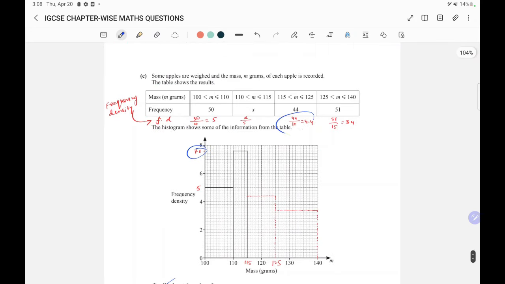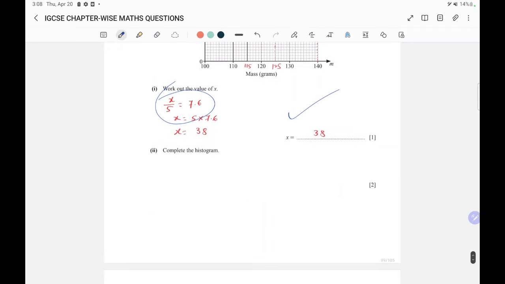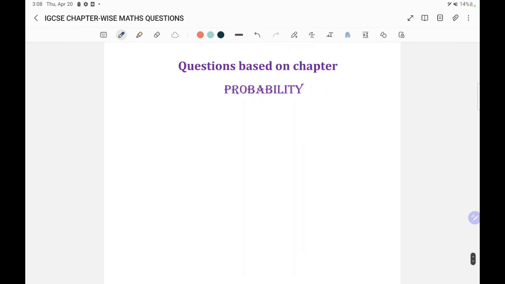If x is 38, now 4.4 and 3.4. So this is 4.4 and this is 3.4. So I have completed this histogram. Complete the histogram. I did that. Now I believe this is the last topic.